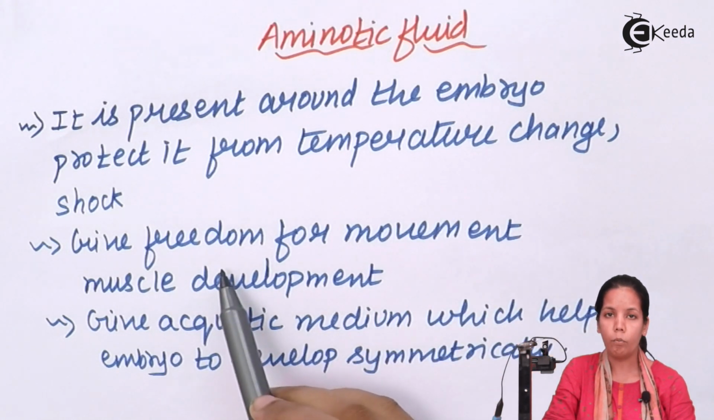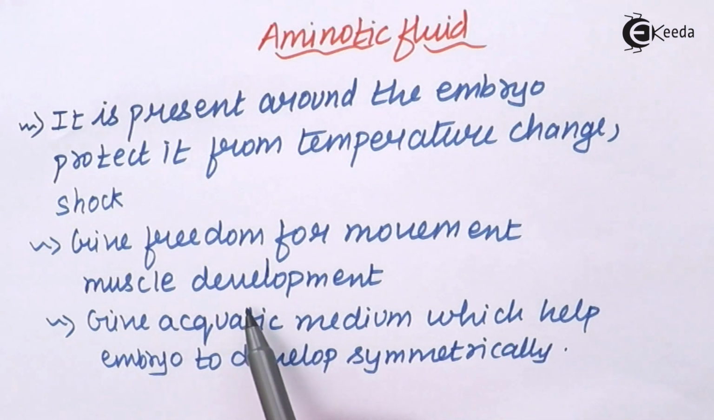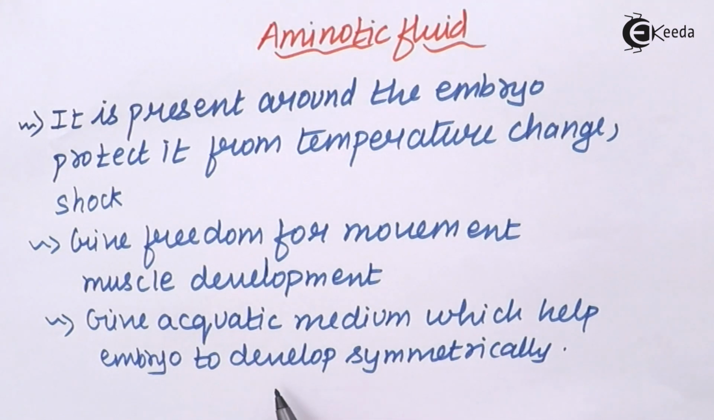It gives freedom for movement, also muscle development. Moving or shaking in the uterus region of the mother is allowed, or just given flexibility, by the amniotic fluid. Since amniotic fluid is an aquatic medium, it also helps the embryo develop symmetrically and in order.